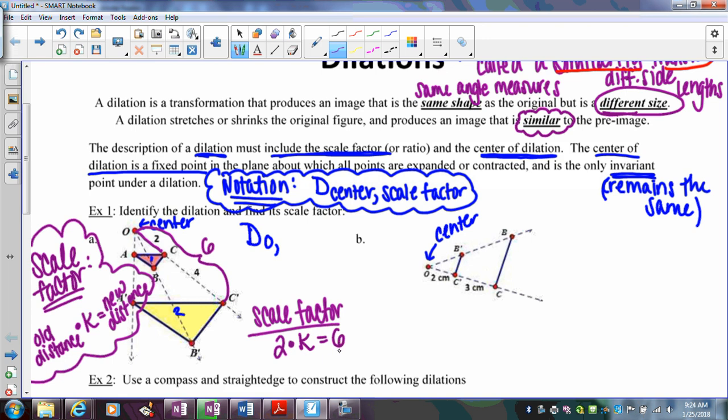So you could really just see that 2 times 3 is going to give me 6, but sometimes the numbers aren't as easy to see. So you can just solve this equation, and that's going to give you your scale factor. So my scale factor is 3.